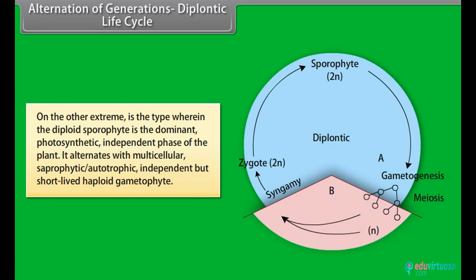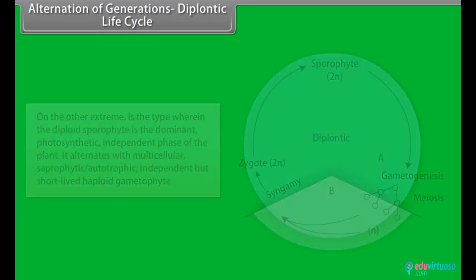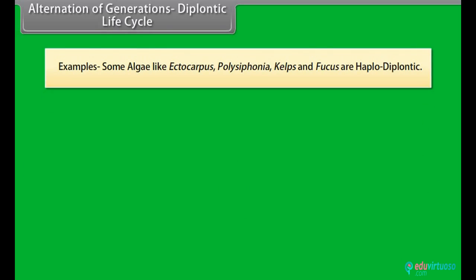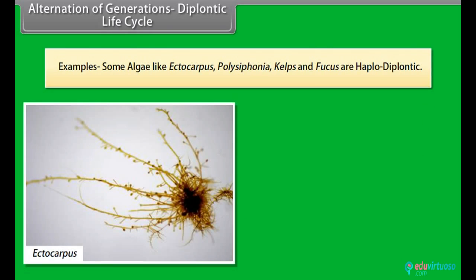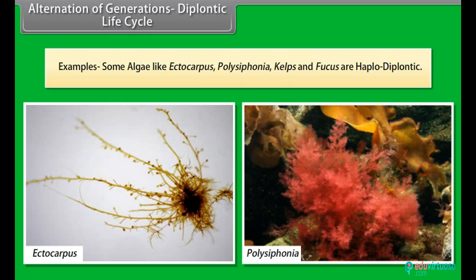Alternation of generations. Diplontic life cycle. On the other extreme is the type wherein the diploid sporophyte is the dominant photosynthetic independent phase of the plant. It alternates with multicellular, saprophytic, autotrophic, independent but short-lived haploid gametophyte. Examples: some algae like Ectocarpus, Polysiphonia, kelps and fucus are haplodiplontic.